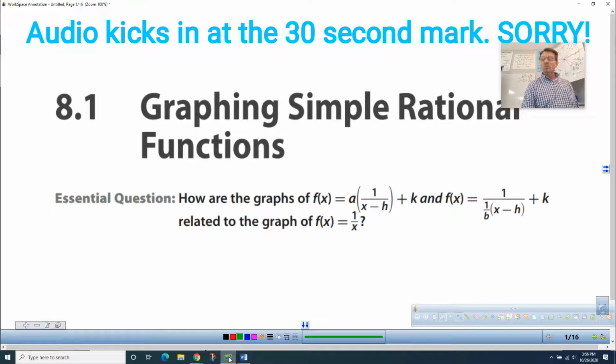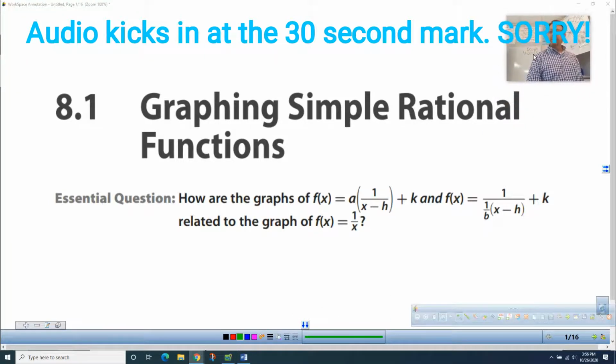Talking about graphing simple rational functions. Let me scoot a little bit further out of the way. Here we go. All right, let's get this started.